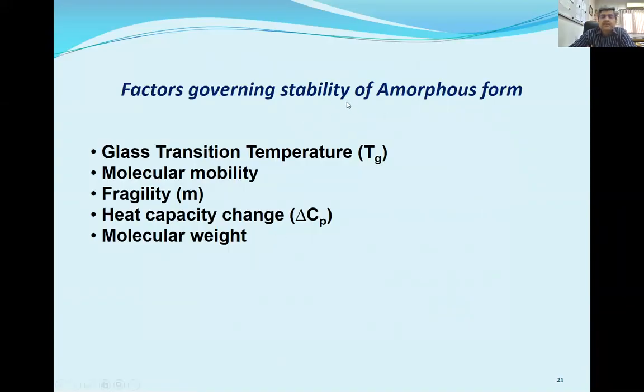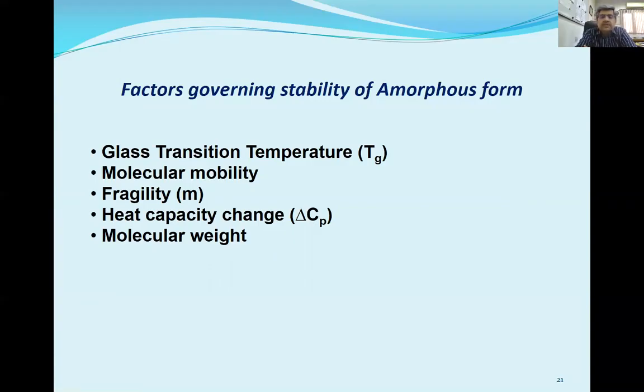The factors that govern the stability of the amorphous form are given here. The first one is the glass transition temperature. The next one is the molecular mobility, then the fragility of the glass, heat capacity change at the glass transition temperature, and the molecular weight of the drug which has been converted into the amorphous form. We'll be discussing these points one by one. We have in fact already discussed the glass transition temperature in our previous slides. So I'll just repeat that the glass transition temperature has a very important role to play in the physical stability of the glassy state.